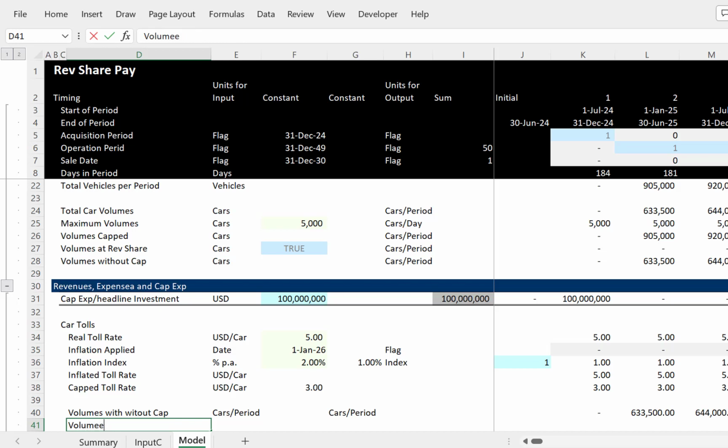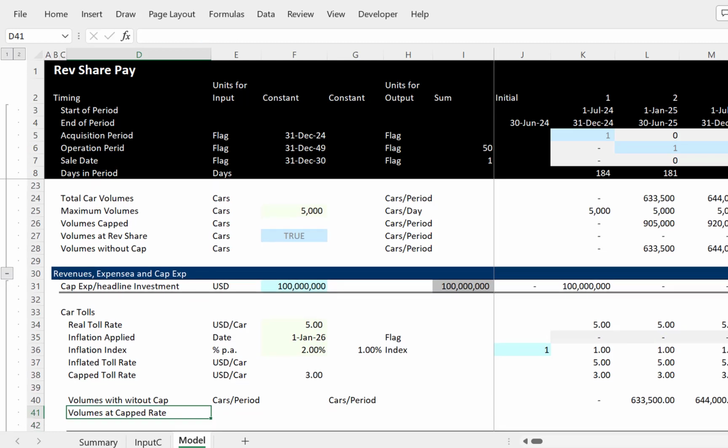We can do this at, okay, and all right, and let's get that one in. Volumes capped, and that was cars per period. Okay, I hope that's okay.